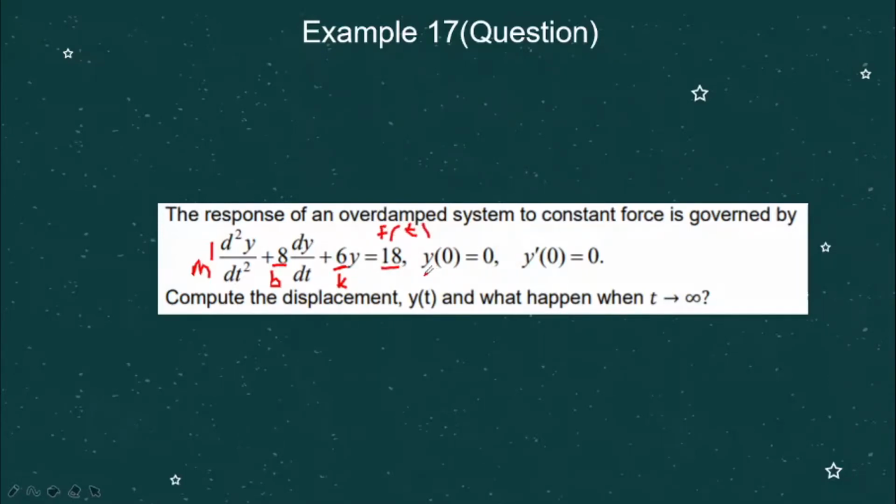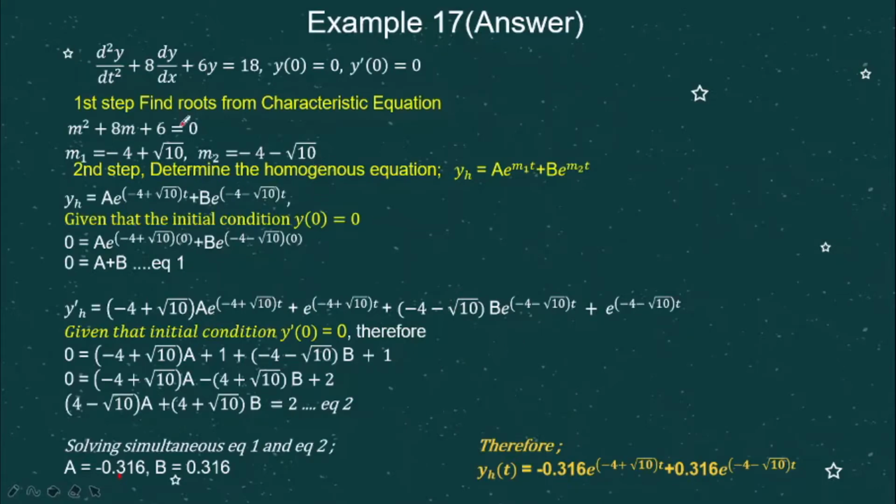The question also gives us the initial conditions where y(0) equal to 0 and y'(0) equal to 0. That means from the homogeneous equation we have to differentiate, so we have two equations to find the values of a and b. The question asks us to compute the displacement y(t) and what happens when t goes to infinity. y(t) here is equal to yh, which is the homogeneous solution, plus yp. So first, we have to find the homogeneous solution. How? Let's go. First step, we have to find the roots from the characteristic equation.